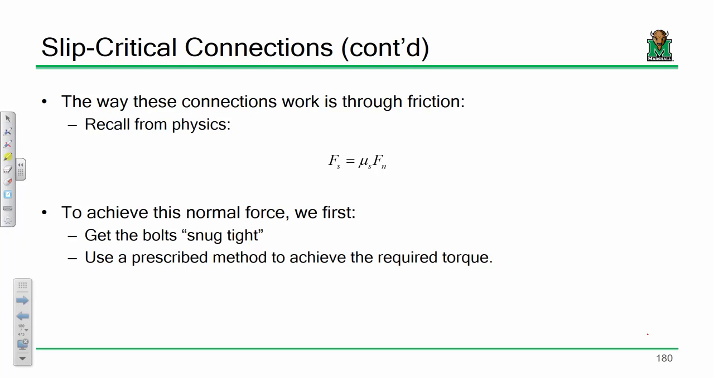If I have a bolt, and I want to achieve a certain amount of force between these two plates, how do I do that? Like, how do I ensure, how do I know that that's how much force I'm going to get? Well, there's really sort of a two-step process. The first step is to get the bolts what we would call snug tight. I'm going to explain what snug tight means here in a second.